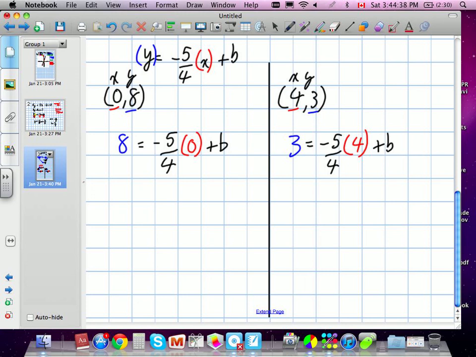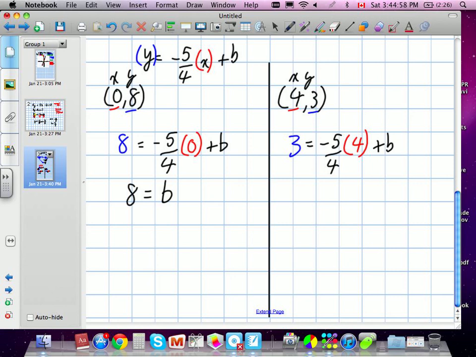Quickly, 0 times negative 5 over 4 is just 0. Okay? So it's going to be 8 is equal to b. That was really easy. It just happened to work out that way. This is more likely what you're going to see. Negative 5 over 4 times 4. That's multiplying fractions. Okay? I don't know if you remember that stuff.